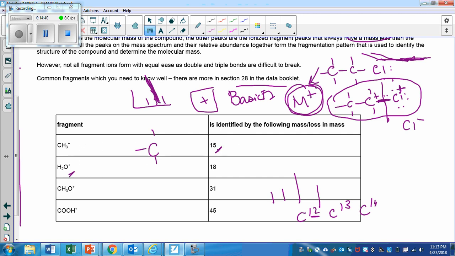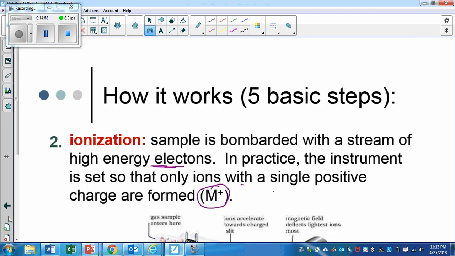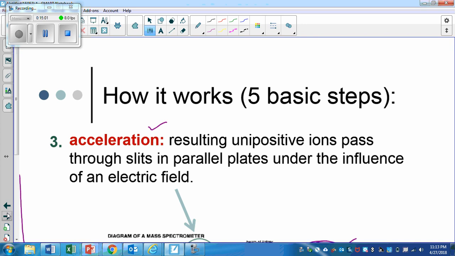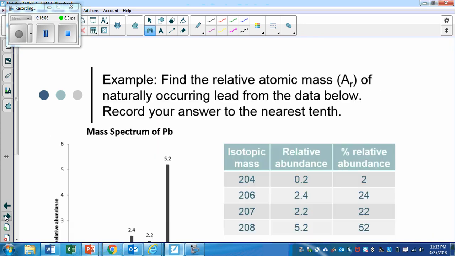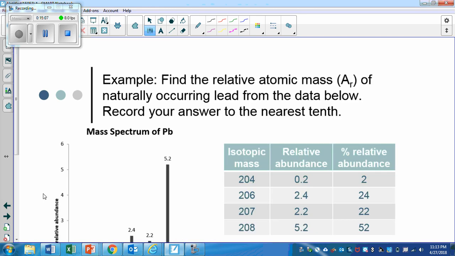If we have water broken off, then the mass will be lost by 18 out of the base mass. We are doing the math of the base mass. If we have CH3O, you're adding the molar masses together. So this is how we are going to read this mass spectrum. Let's go ahead and do some practice on this to see how we can read it, because you will be given a chart to read.